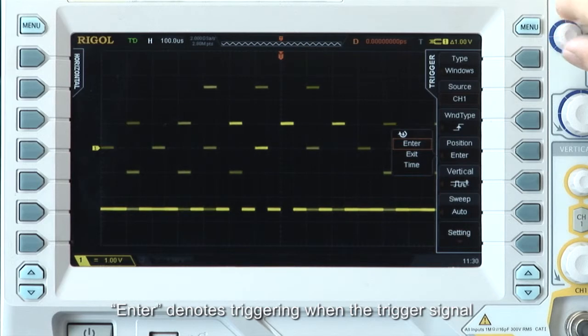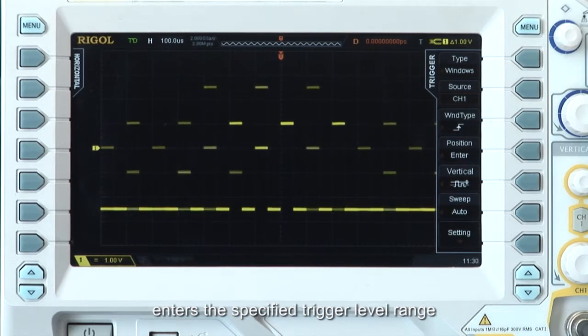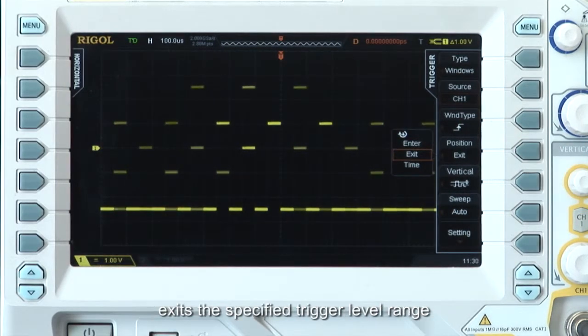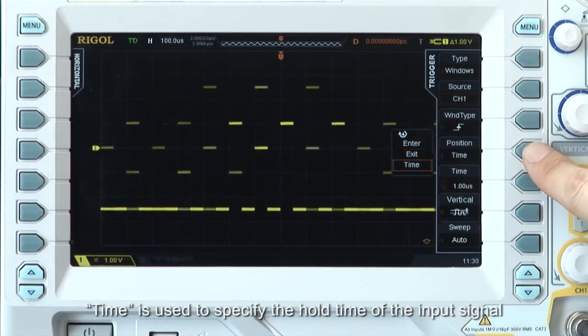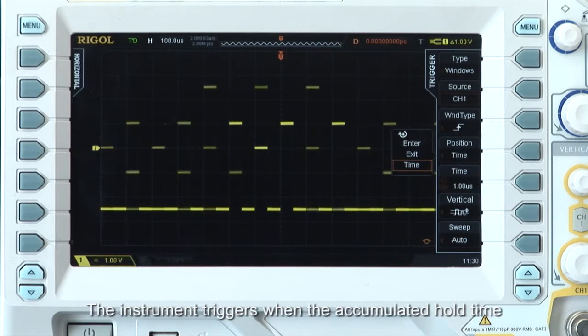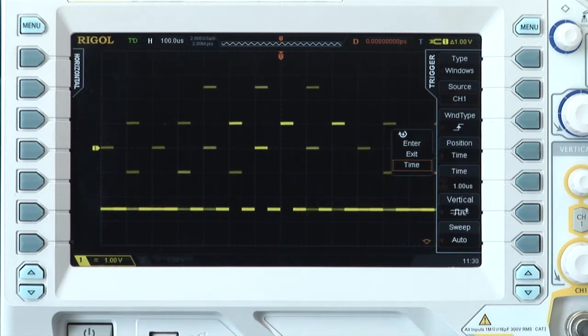Enter denotes triggering when the trigger signal enters the specified trigger level range. Exit denotes triggering when the input signal exits the specified trigger level range. Time is used to specify the hold time of the input signal after entering the specified trigger level range. The instrument triggers when the accumulated hold time equals the window's time.